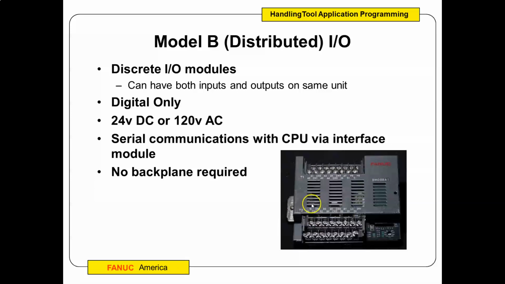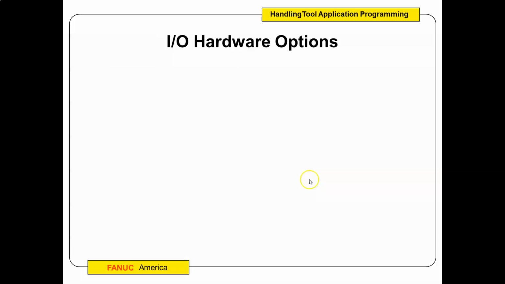Communicates via serial communication line. You don't put it in the back plane, and the I/O get wired to these screw terminals. Again, this is digital only. 24 volt or 120 volt modules you get for this. You don't have a lot of options. You're picking one or the other.